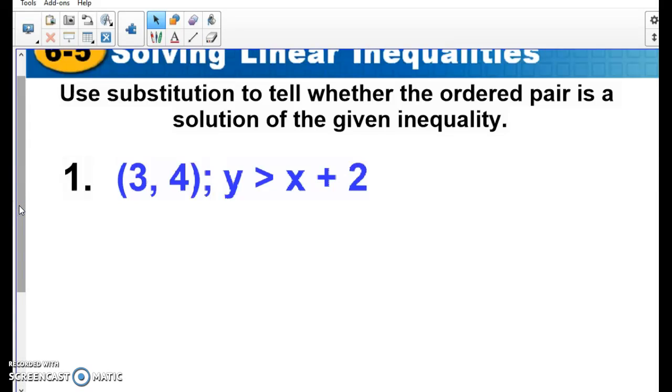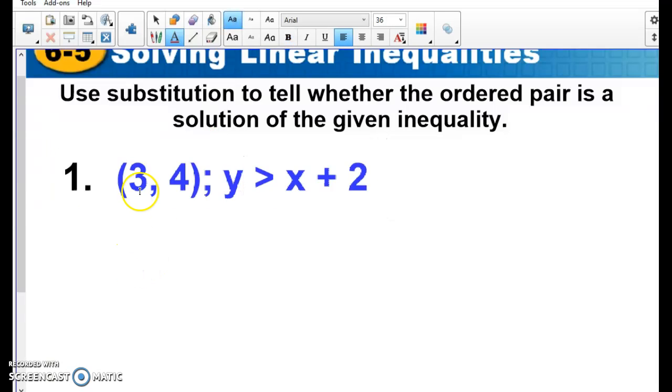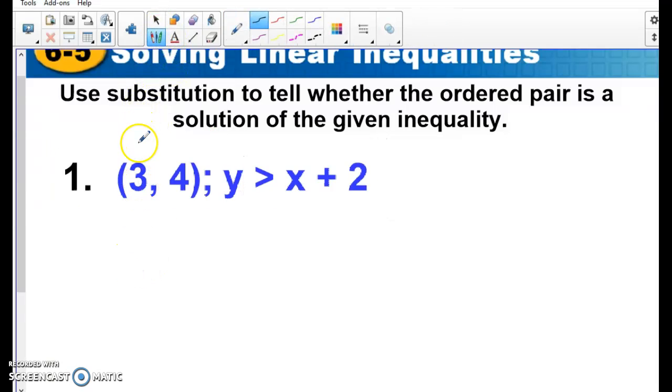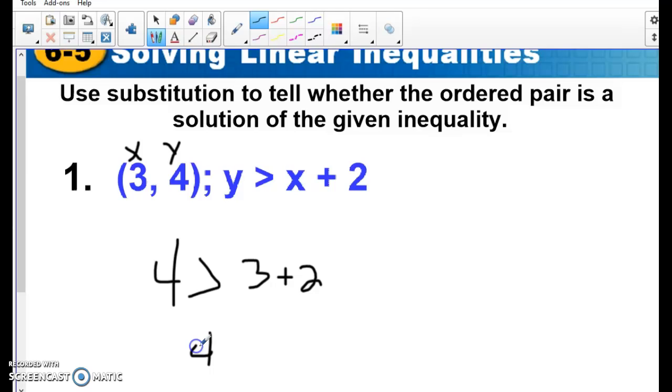Okay, these first couple problems are just going to ask us, is 3 and 4 a solution to this problem? Okay, so yes or no, is 3 and 4 a solution? Remember that 3 is going to be my x and 4 is going to be my y. So instead of saying y is greater than, I'm going to say 4 is greater than, and then I have x is 3 plus 2. And I just have to say yes or no, is this true? So 3 plus 2 is 5, 4 is greater than 5. Is that true or is that false? And it would be false. So this one is going to be a no. It is not true. So you can just write no.